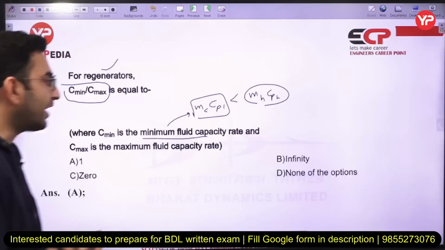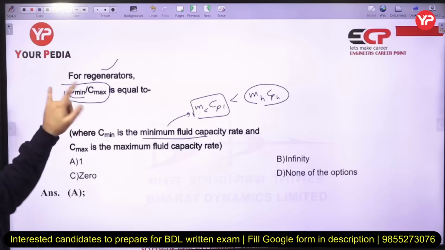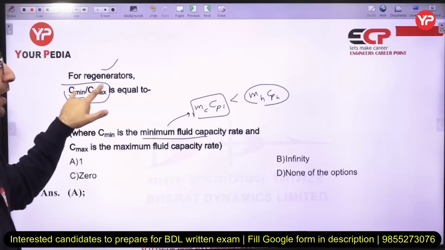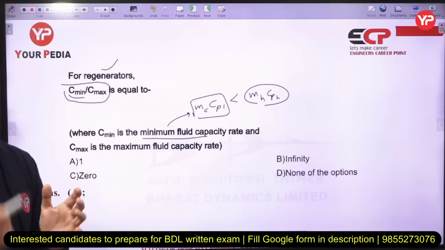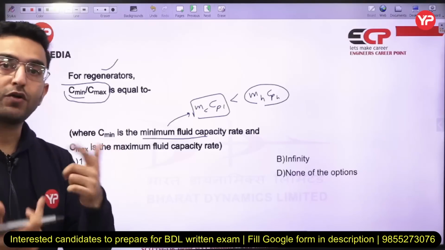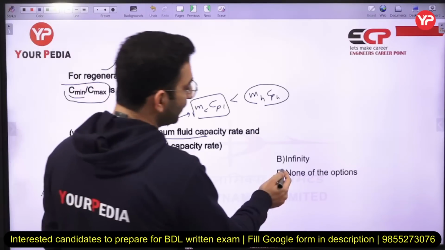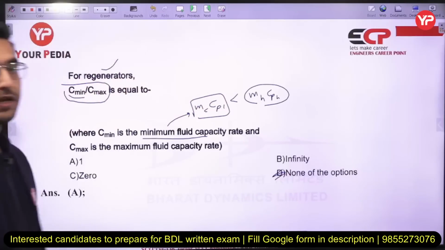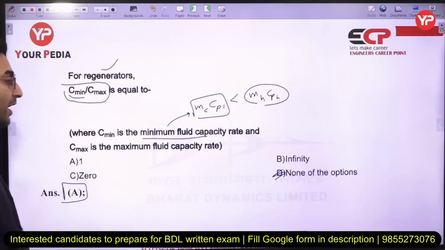So in the case of a regenerator, the value of the heat capacity ratio can be anything. It depends upon the heat capacities of the hot fluid and the cold fluid. Its value can be greater than 1, equal to 1, or less than 1. If you compare the options, option D is going to be the correct one, that none of the options is correct here, but the recruitment agency has given option A, so it can be an objectionable question.